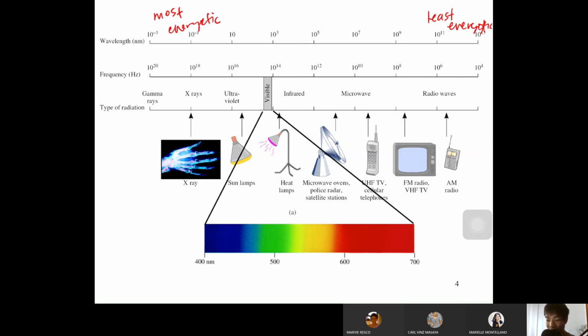So ano masasabi natin? In equation, your energy is directly proportional to your frequency. Pag mataas yung energy mo, mataas yung frequency. Ano pa? Your energy is inversely proportional with wavelength, na L na lang, kunwari.